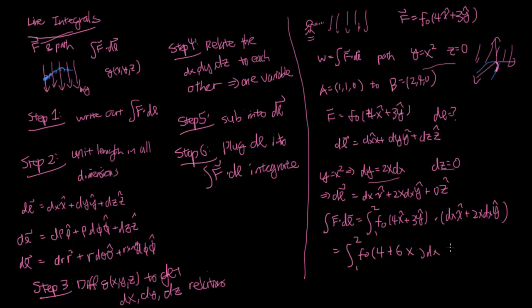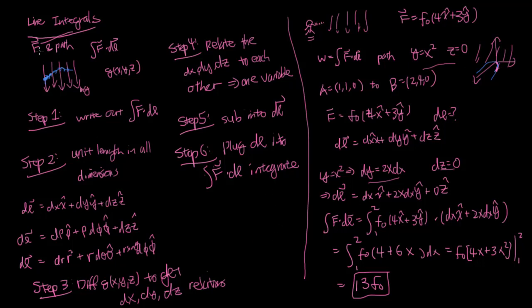So now we are in more familiar territory. We just have to take this integral to get f naught times 4x plus, and then the integration of 6x is going to give you 3x squared, evaluated from 1 to 2. And if you plug in those numbers, you're going to get 13 f naught. So that is the line integral for f.dl along this path from point A to point B as listed here.